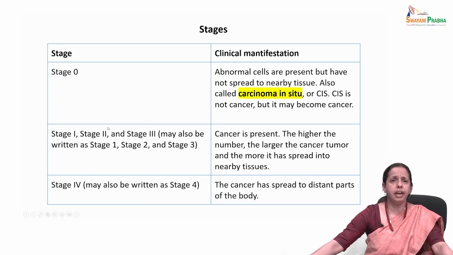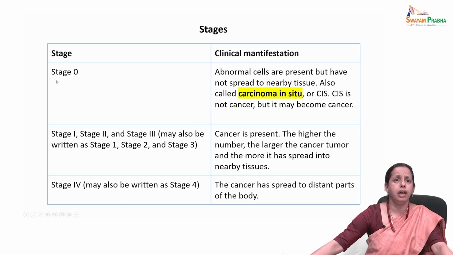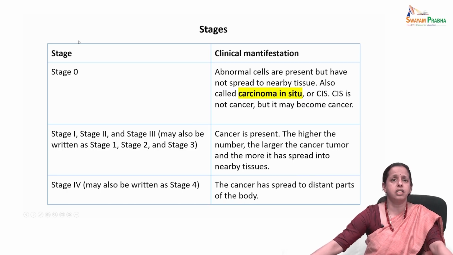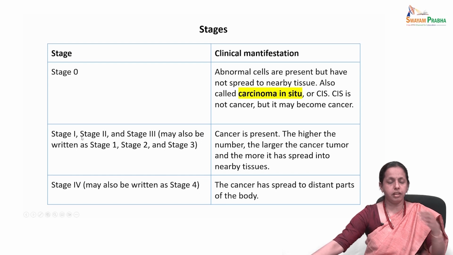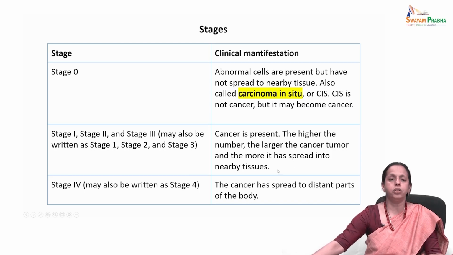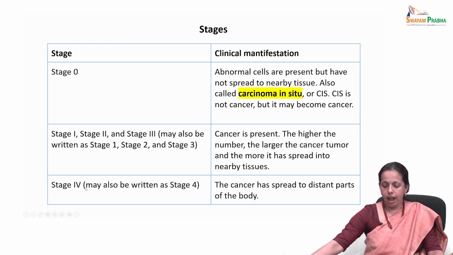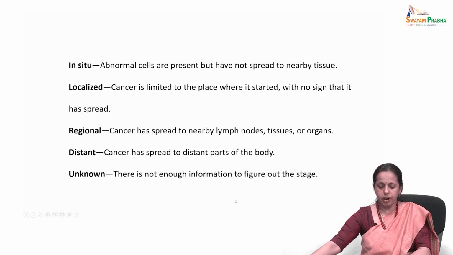And something else we have is your stages. Suppose they say it is stage 0. It is like abnormal cells are present but have not spread to the nearby tissue. It is also called carcinoma in situ or CIS. Stage 1, 2 and 3 may be written either in Roman numerals or in regular Arabic numbers, where cancer is present. The higher the number, the larger the cancer tumor and the more it has spread into the nearby tissue. And when I say stage 4, it has spread to other parts.